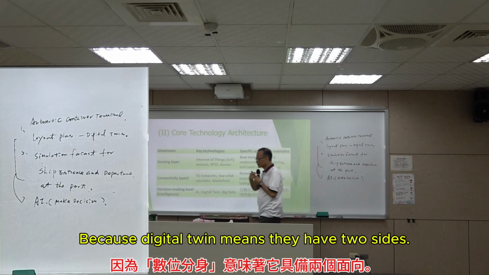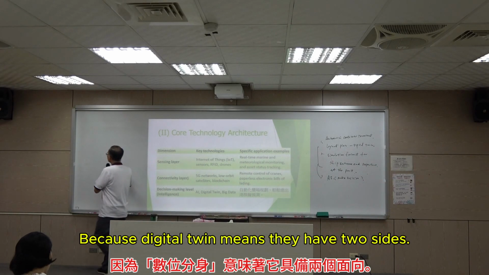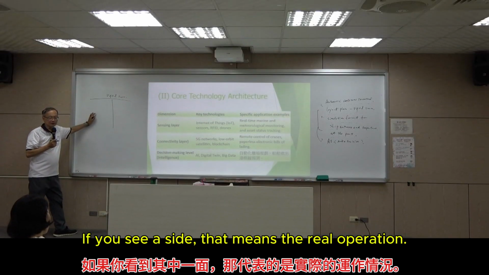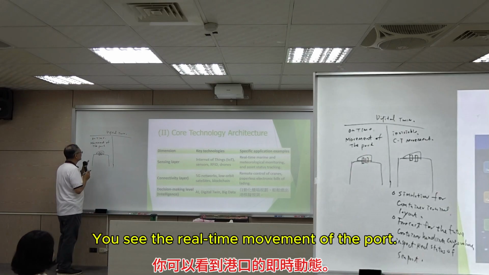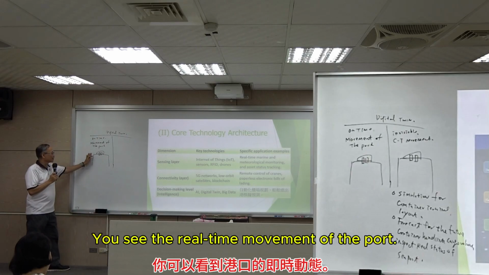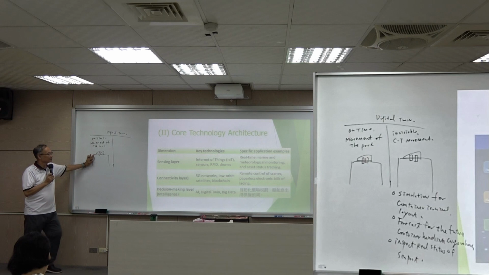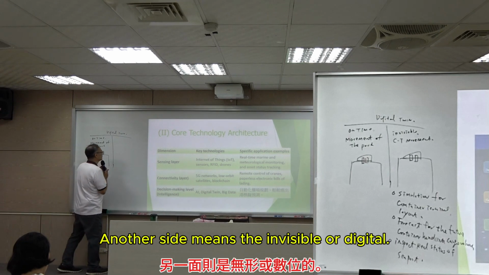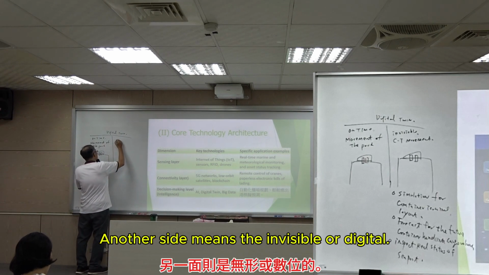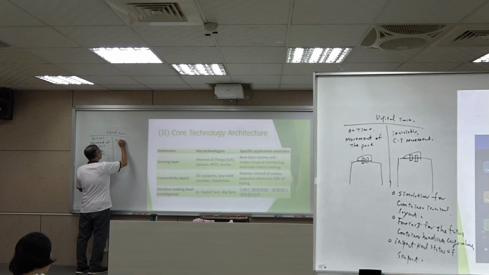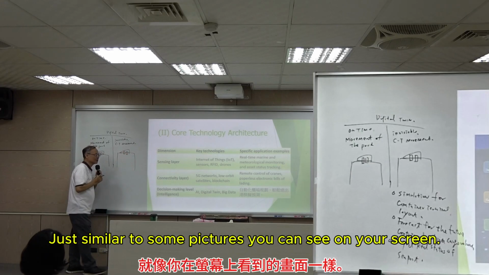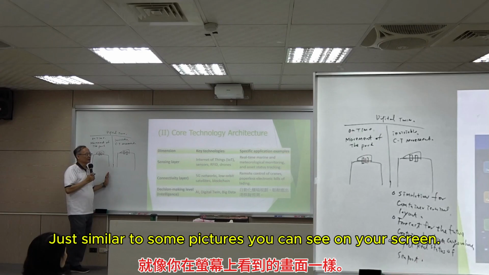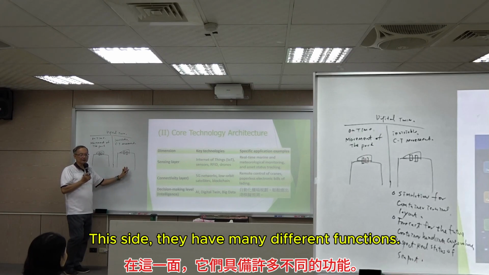Because digital twin means they have two sides. If you see that side, that means the real situation in real time. You can see the on-time or real-time movement of the port. The other side means the invisible or digital. It is similar to a picture you can see on your screen, and this side has many different functions.